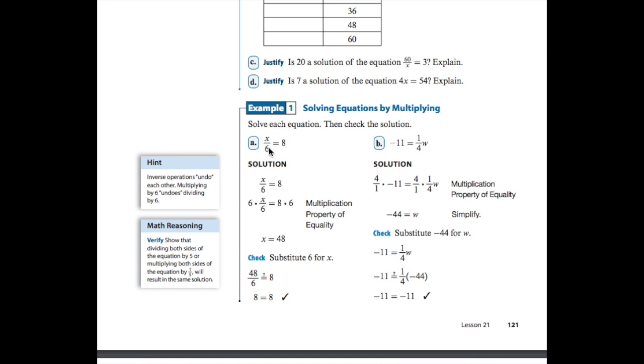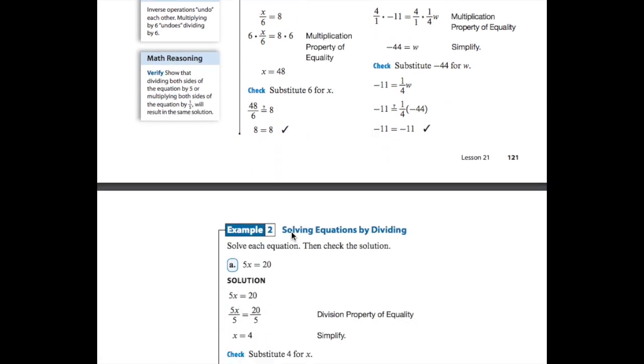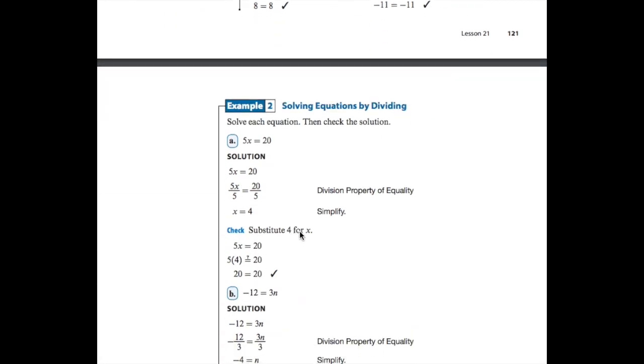So here, for example, it's x divided by 6. You multiply by 6 because that will cancel the 6's. You'd have x all by itself. That's what we want. When you multiply by 6 on this side, you have to multiply by 6 on this side. Therefore, simplifying 8 times 6 and then x to get your answer. 8 times 6 equals 48. In example 2, you're solving by dividing.